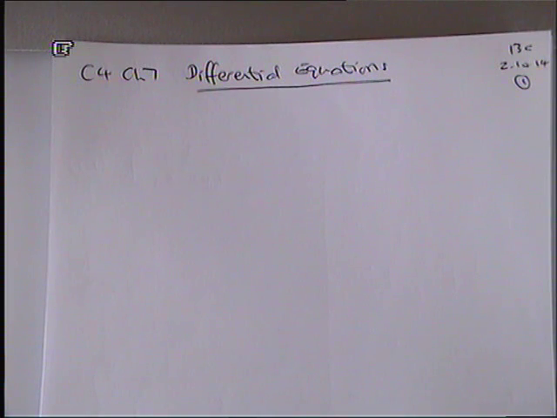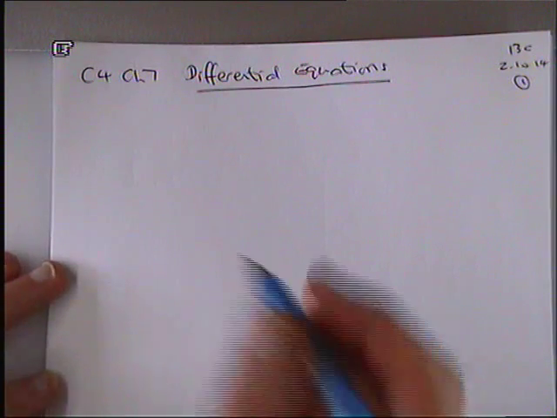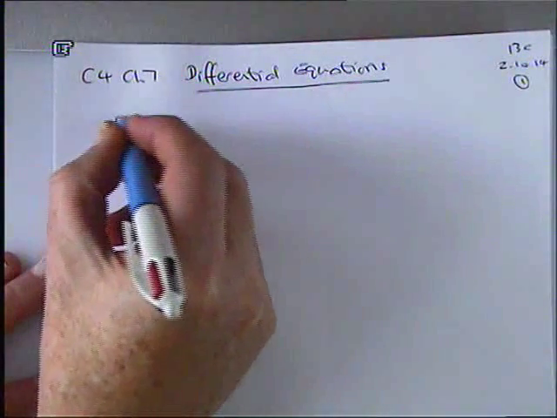So this is chapter 7 of C4. You need to be good at your integrating because that's what's going to be involved here. So we've just come to this chapter from the integrating chapter. But let's look at these words first of all.